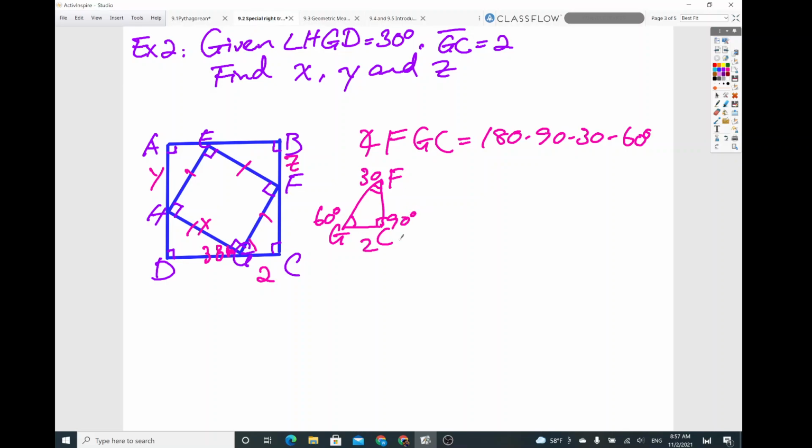So again, using the special right triangle ratios, right now the shortest leg is 2. In order to find out the hypotenuse here, that would be 2 times x for FG. So FG will be 2 times 2, which would be 4. So this segment here, it's 4, 4, 4, and 4, using the properties of the square, all four sides are equal.